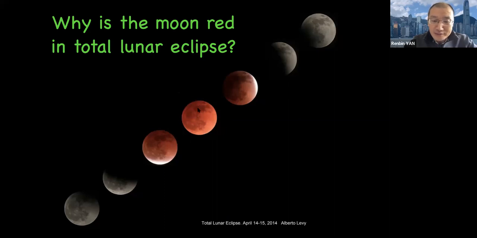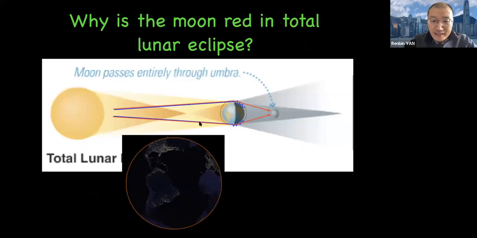But why can we still see it? Why can some light still reach it? Is the moon giving off light by itself? No, it's not giving off light by itself. The reason is because our Earth has an atmosphere, and the atmosphere can refract sunlight.